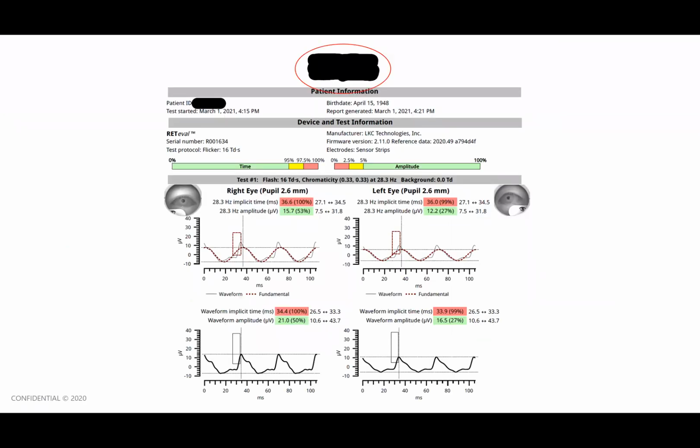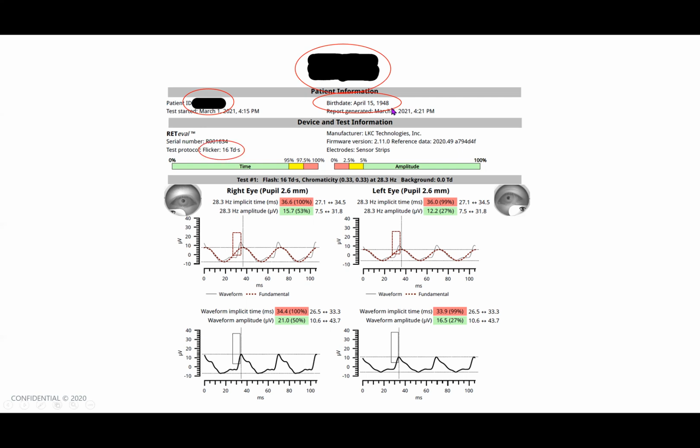As you see on the report, the first piece of information at the top here that is blacked out is the practice information and address. The second piece of information, also blacked out, is the patient ID. The third piece of information is the birth date that's been put into the RETeval device. It is important to get the birth date correct because the device compares the results to an age-related normative database, and it's important that we're comparing versus the right age group.